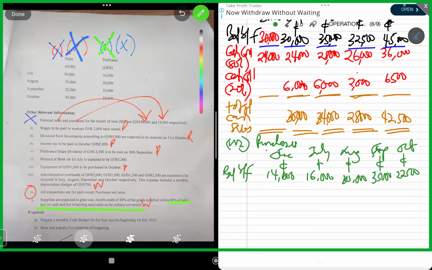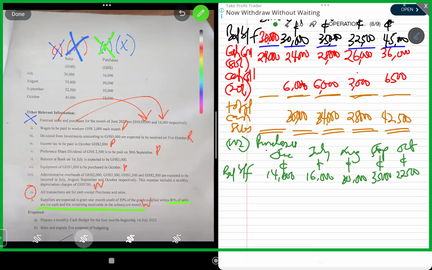It simply means that the suppliers, whoever buys in a particular month, will give you 50% 1 month credit. So when you buy in June, let's say if you buy 20,000, the suppliers will not require you to pay all of it in June. You pay half, 50% of it, and the remaining 50% you do not pay in June. You pay the following month. Are we good?